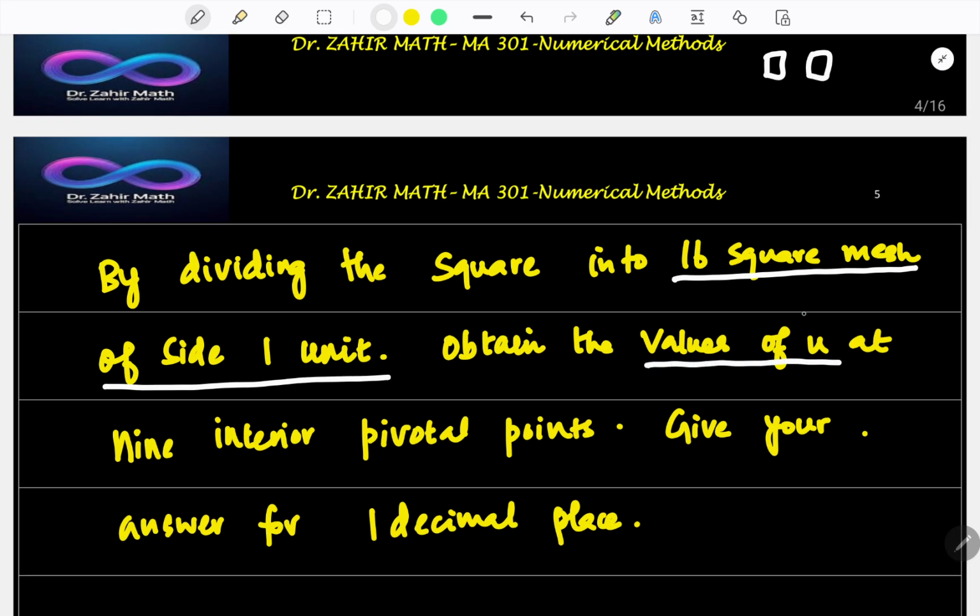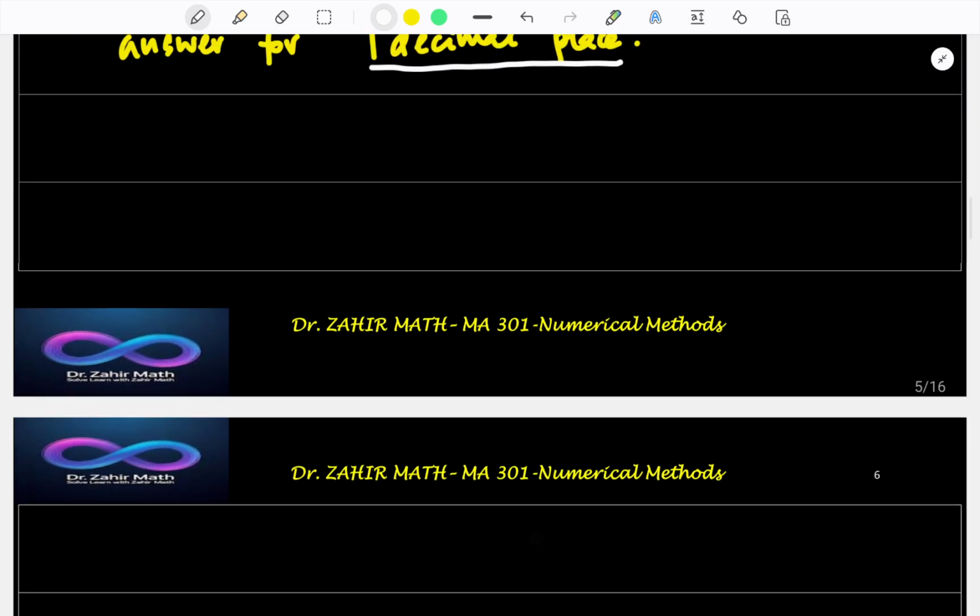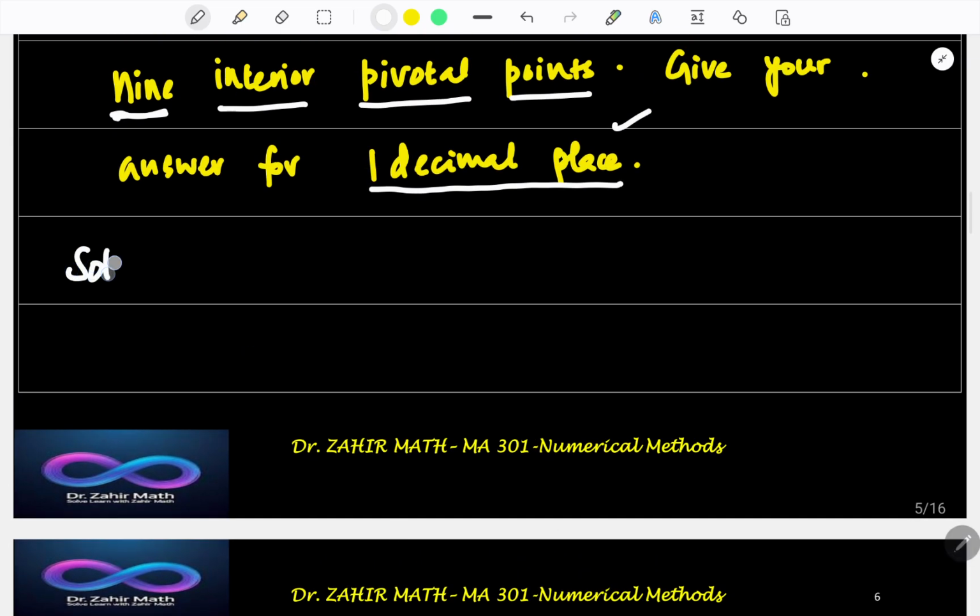So what is the question? Find the values of u at the 9 interior pivotal points. You are going to calculate at 9 interior pivotal points. Give your answer to 1 decimal place. Because there are 9 values, you're going to iterate so many times, so it takes a lot of time. That's why I mentioned 1 decimal place. But in the book, it is given to 2 decimal places, because he is using a MATLAB program in the book. For us, manually we are doing, so it needs a lot of time. So let's go to the solution.